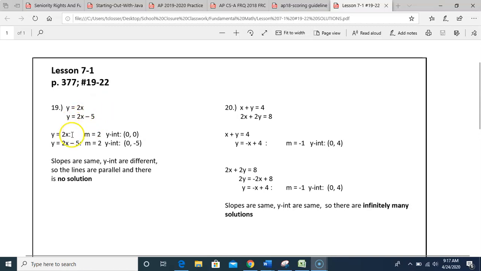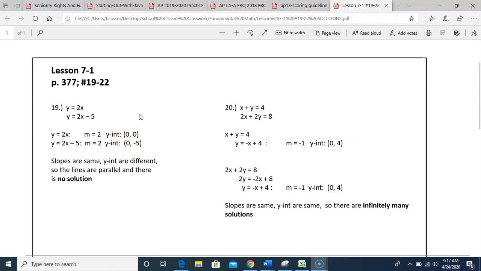So let's start with y equals 2x. Here we can see the slope is 2, so m equals 2. And we don't see plus or minus anything, so we know that the y-intercept is 0. Let's take the equation y equals 2x minus 5. We can see the slope is 2, and we can see the y-intercept is negative 5.